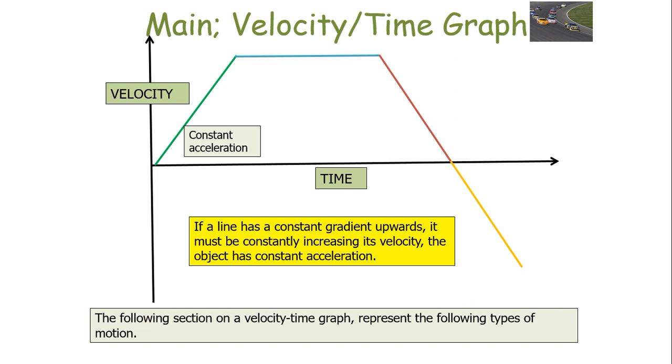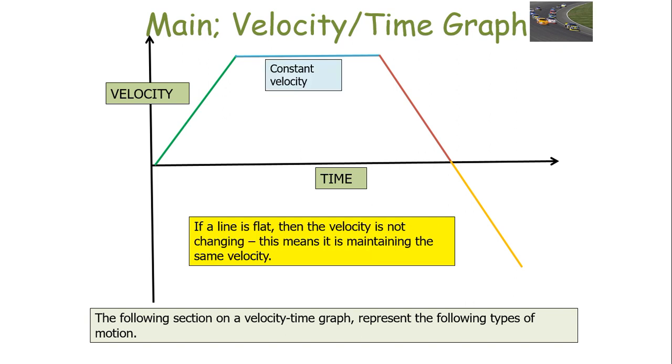Now, the first part is the constant acceleration. If a line has a gradient upwards, it must be constantly increasing its velocity, so therefore it has a constant acceleration. If the line is flat, then the velocity is not changing, it's staying at the same value, so it must have a constant velocity, it's maintaining the same velocity.